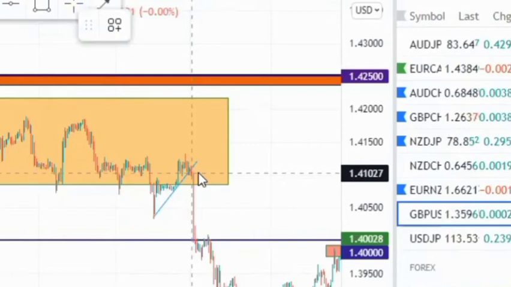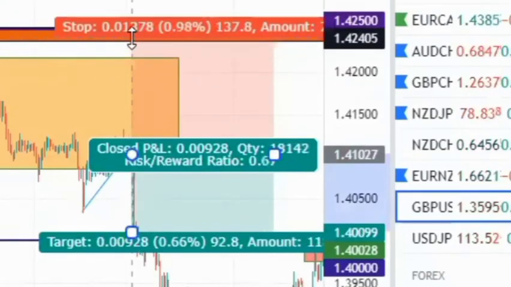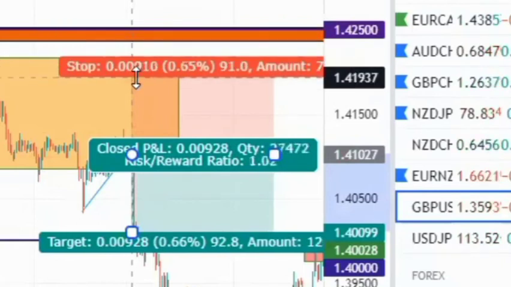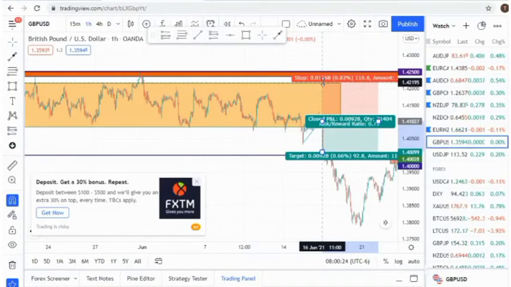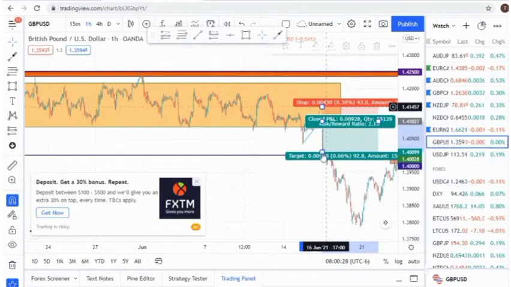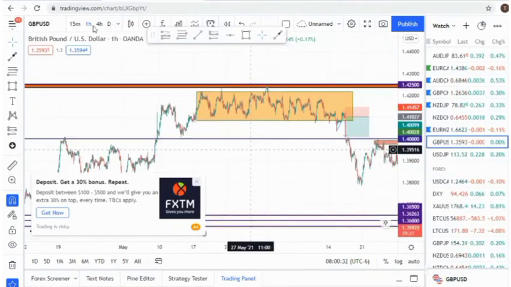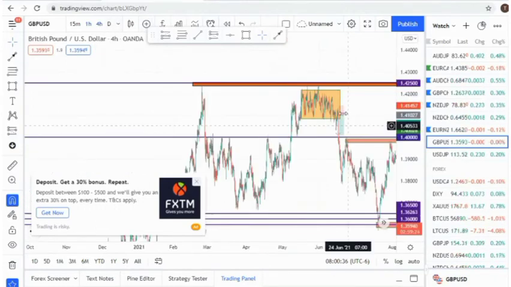There are two ways you can place your stop loss. You can place your stop loss either above this box, or at the last high that was created. If you are placing it above this box, boom, then this is your stop loss. But you can actually place it on the last high, which is here. Then you go to the 4-hour and place your take profit.